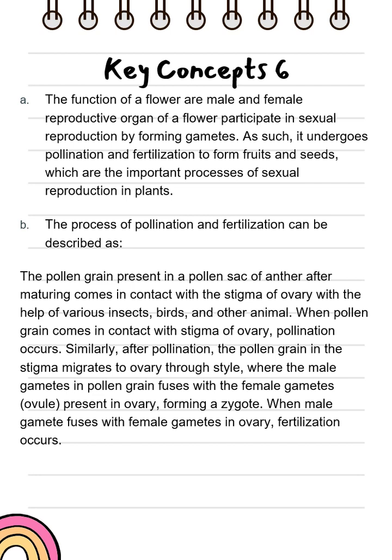The process of pollination and fertilization can be described as: the pollen grain present in a pollen sac of anther, after maturing, comes in contact with the stigma of ovary with the help of various insects, birds, and other animals. When pollen grain comes in contact with stigma of ovary, pollination occurs. Similarly, after pollination, the pollen grain in the stigma migrates to ovary through style, where the male gametes in pollen grain fuse with the female gametes present in ovary, forming a zygote. When male gamete fuses with female gametes in ovary, fertilization occurs.